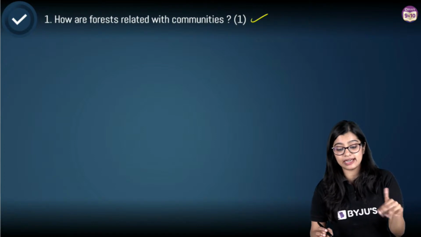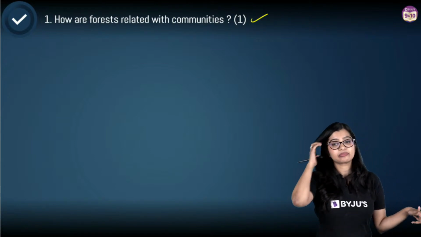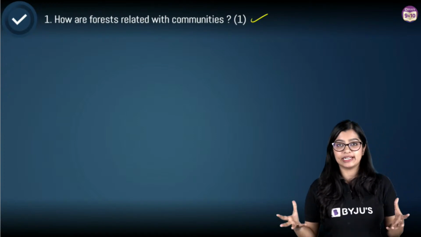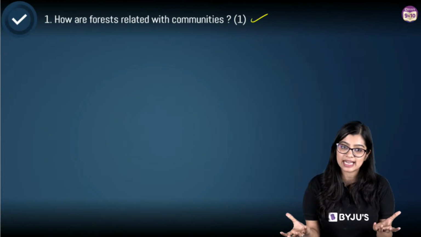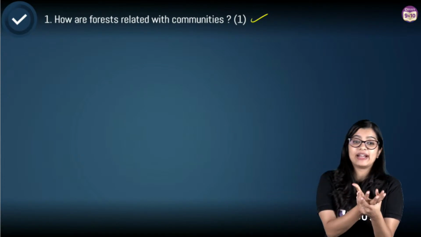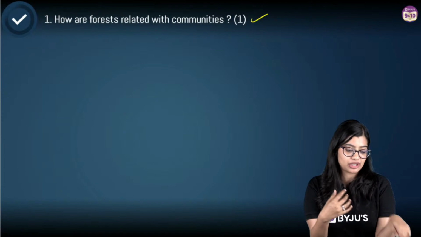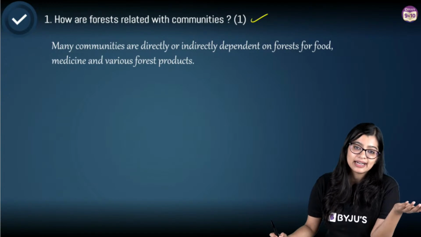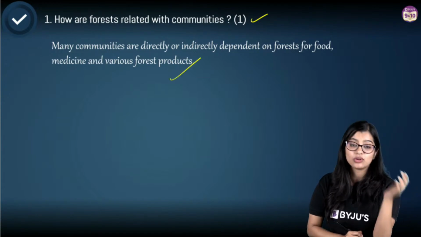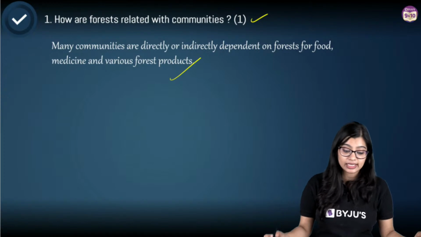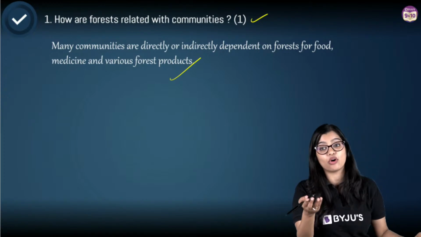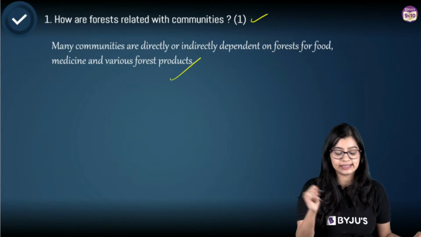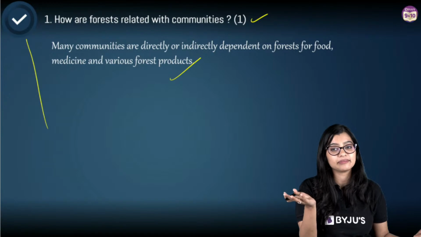How are forests related with communities? Can you tell me? When I say communities, why is it that communities are dependent on these forests? That's what you need to mention. We know that many communities are directly or indirectly dependent on forest resources. So in this particular case, communities are related with forests because they need it for fulfilling activities, for resources. Very simple and easy. 1 mark you will get easily.